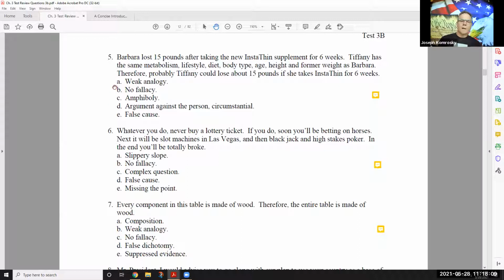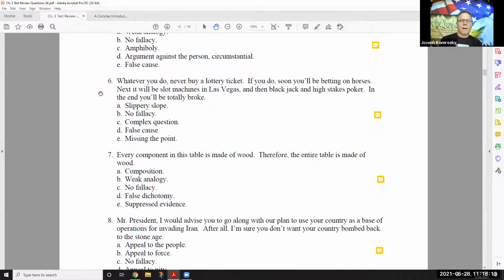So again, that's no fallacy. 6, whatever you do, never buy a lottery ticket. If you do, soon you'll be betting on horses. Next, it will be slot machines in Vegas, and then blackjack for high stakes poker. In the end, you'll be totally broke. It seems like something's going on wrong here, so we're probably going to rule out B. Are we asking a question at all? No. So B and C are ruled out.